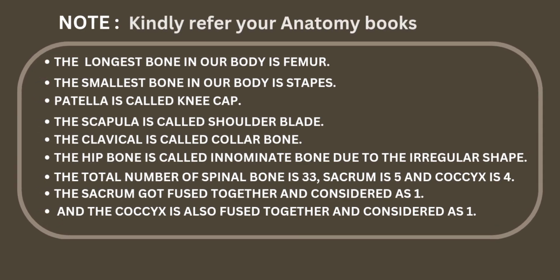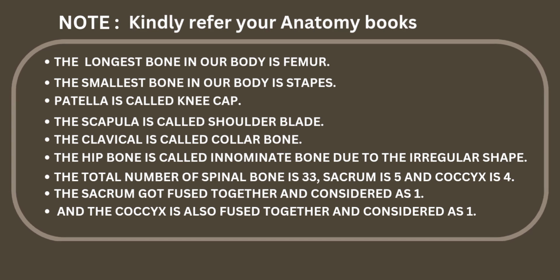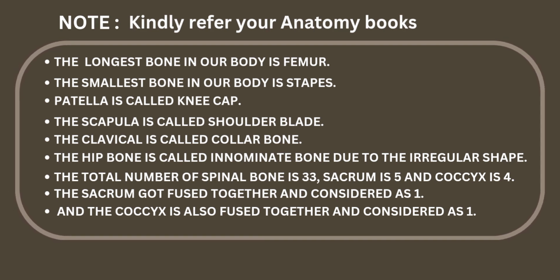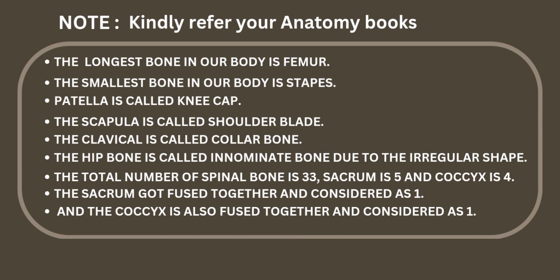Important notes: the longest bone in our body is femur, smallest bone is stapes, patella is called kneecap, scapula is called shoulder blade, clavicle is called collarbone, the hip bone is called innominate bone due to its irregular shape. The total number of spinal bones is 33, sacrum is 5 and coccyx is 4, sacrum fused together to form a single bone and coccyx also fused together and considered as one bone.